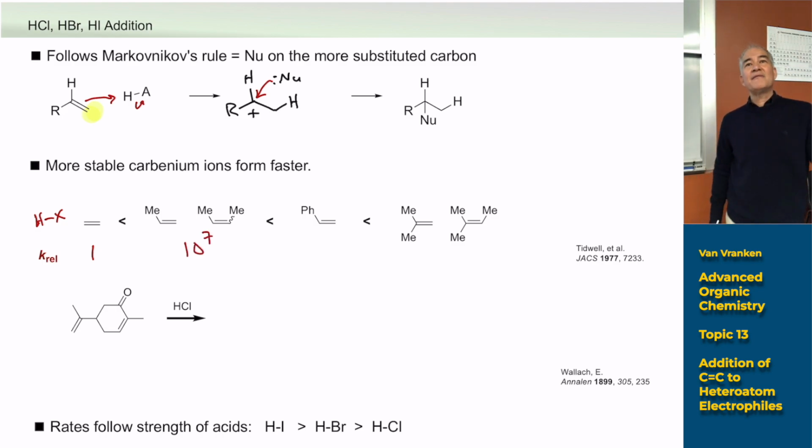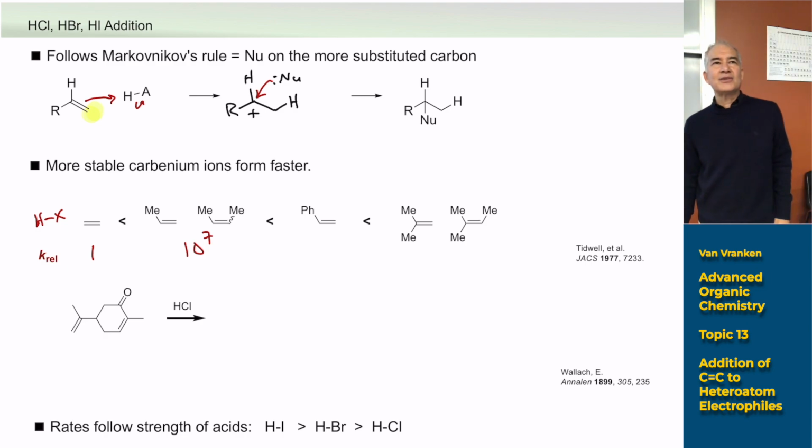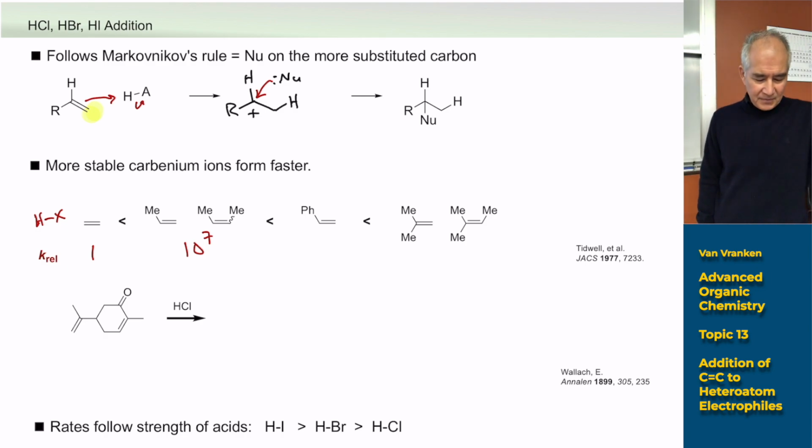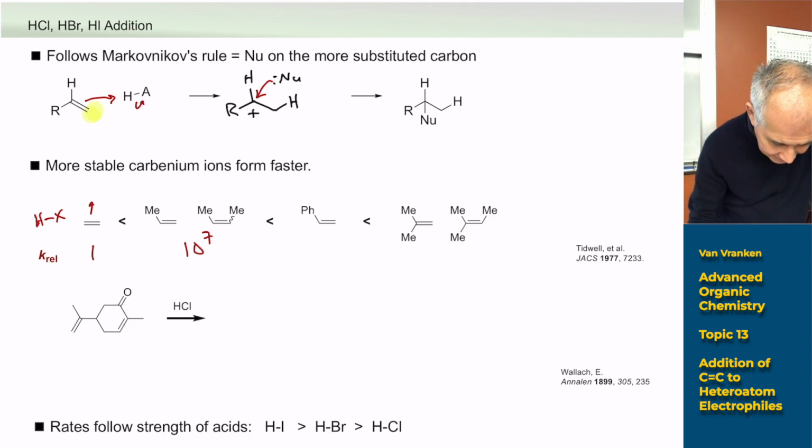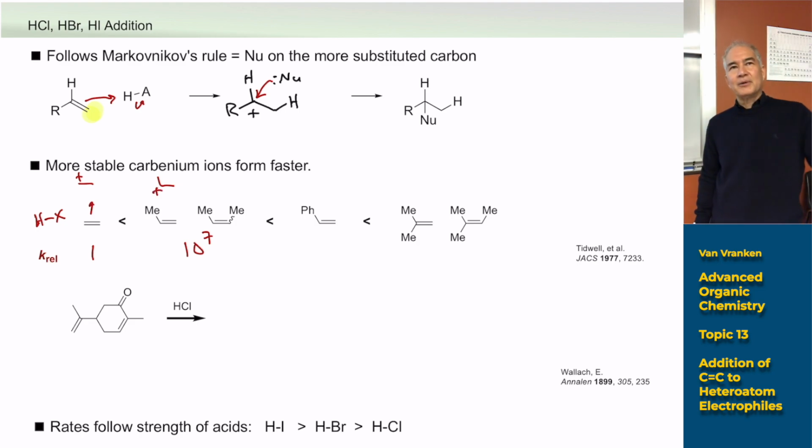It's 10 to the 7th faster. It is 10 million times faster to do this with propene. So would you rather generate a carbocation here that looks like a primary carbocation, or would you rather generate a carbocation that looks like a secondary carbocation?